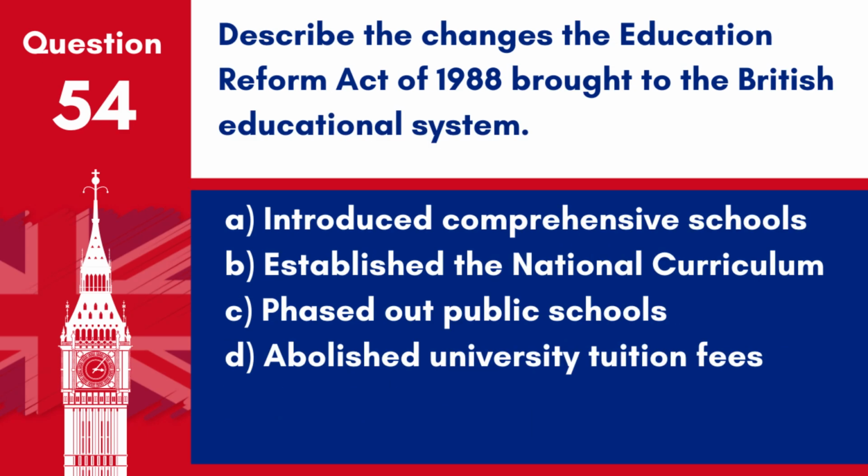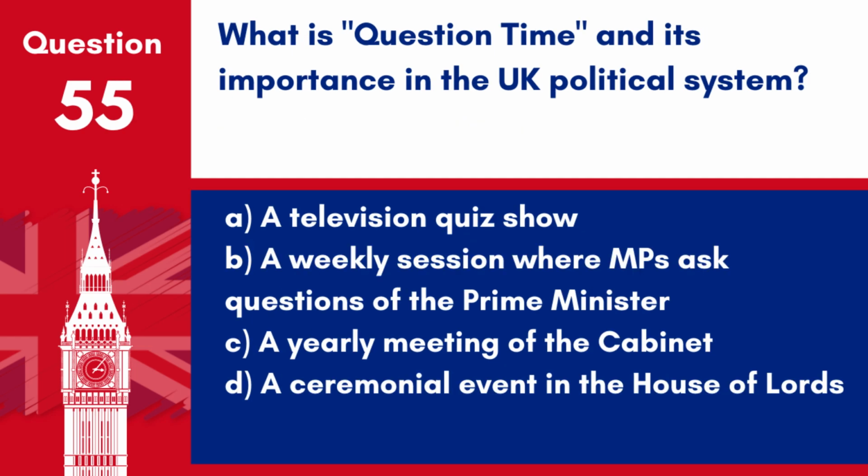Question 54. Describe the changes the Education Reform Act of 1988 brought to the British educational system. A. Introduced comprehensive schools. B. Established the national curriculum. C. Phased out public schools. D. Abolished university tuition fees. Answer. B. Established the national curriculum. The Education Reform Act of 1988 was significant for establishing the national curriculum, which standardized educational content across schools in England and Wales.